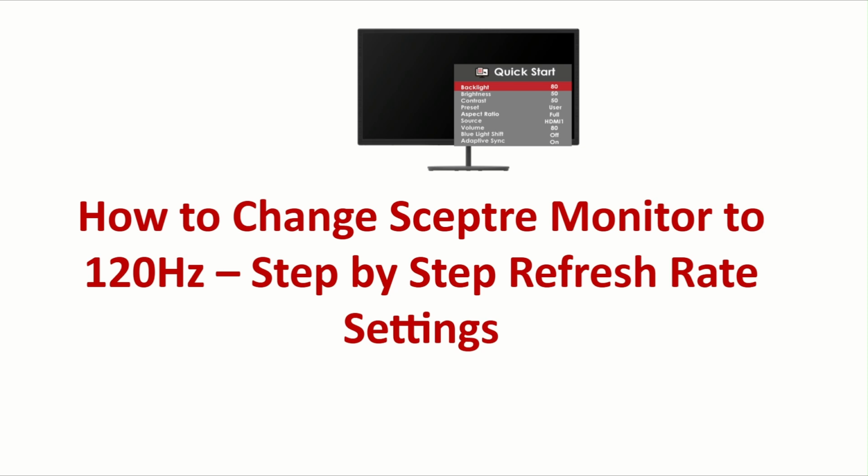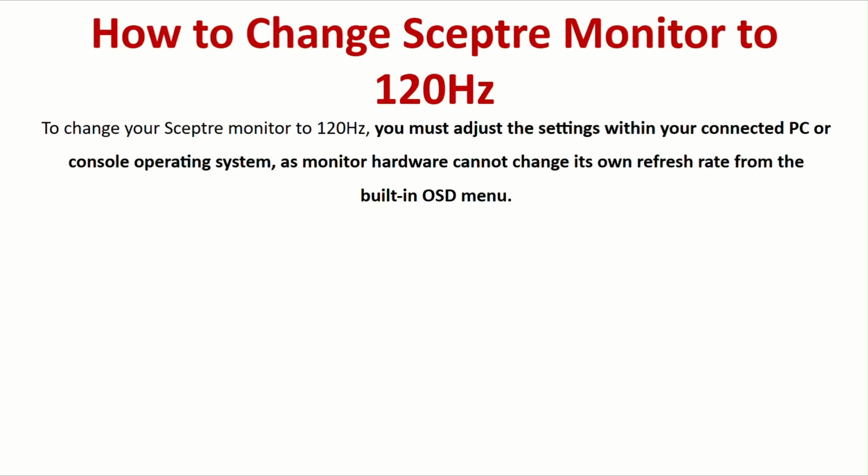Today in this video, we are going to see how to change Sceptre monitor to 120 Hz step-by-step refresh rate settings. To change your Sceptre monitor to 120 Hz, you must adjust the settings within your connected PC or console operating system, as monitor hardware cannot change its own refresh rate from the built-in OSD menu.